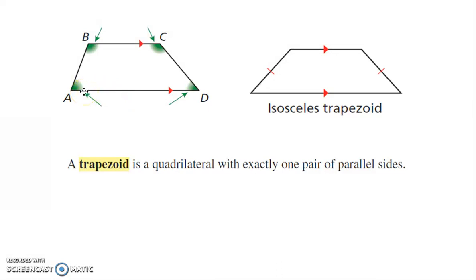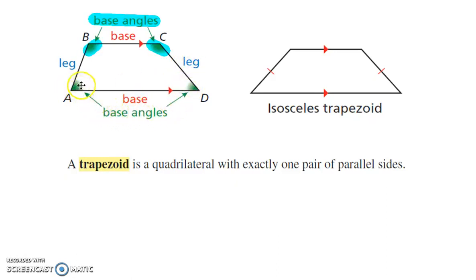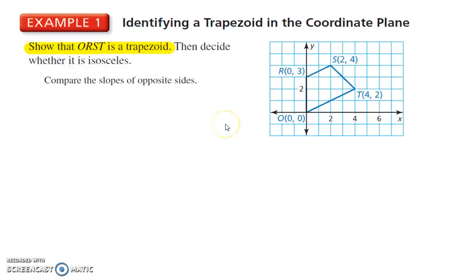Within that trapezoid, we call the parallel sides bases. The non-parallel sides we refer to as legs. And then the angles of a base are called the base angles. Now, the consecutive angles on the base side, so these two would be considered base angles, or these two base angles. Oh, and this right here is an isosceles trapezoid, where the two legs are congruent.